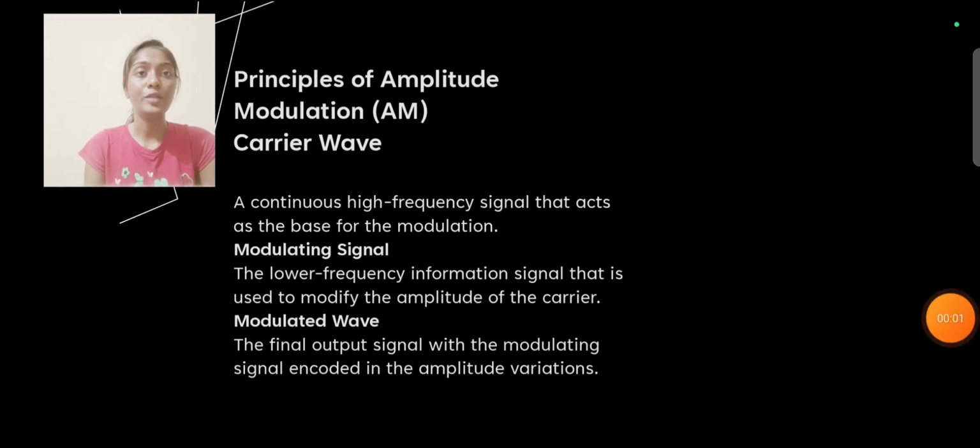Principles of amplitude modulation. Carrier wave: a continuous high frequency signal that acts as a base for the modulation. Modulating signal: the lower frequency information signal that is used to modify the amplitude of the carrier. Modulated wave: the final output signal with the modulating signal encoded in the amplitude variations. Let's move forward to the next slide.